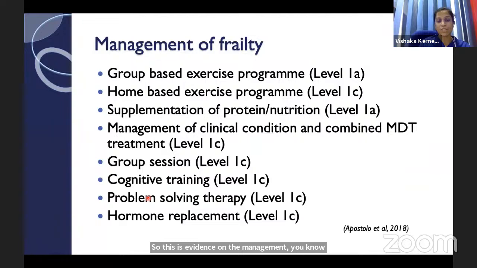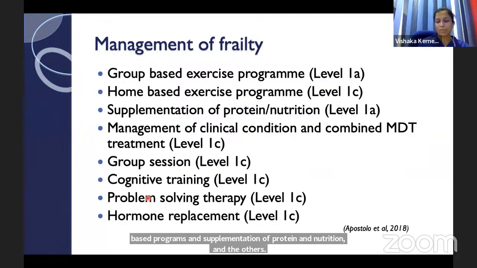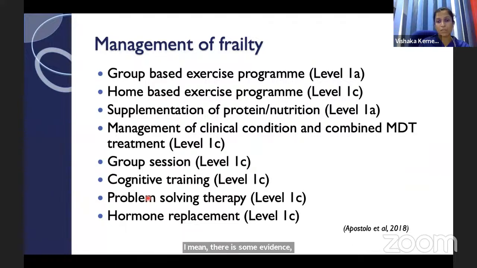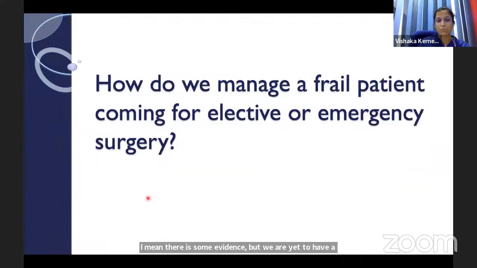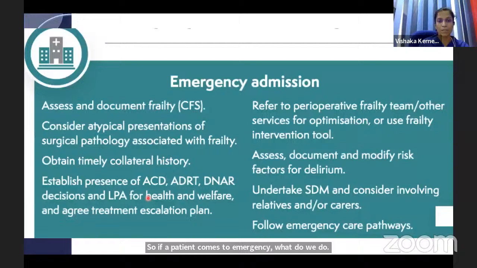modalities, and the best evidence is there for group-based exercise programs and supplementation of protein and nutrition. For the others, there is some evidence, but we are yet to have strong evidence on those aspects. So if a patient comes for emergency surgery, what do we do? This is from the perioperative guidelines. They say to use the clinical frailty scale and document the frailty assessment before you proceed, ensure that you have screened for any DNACPR orders before you proceed, and then follow the emergency care pathway as per usual.